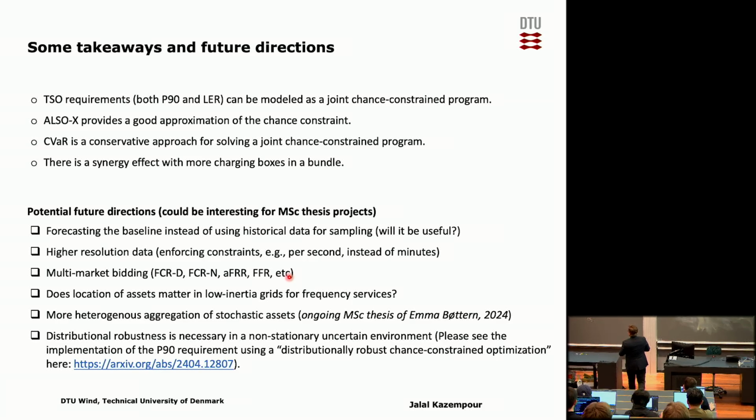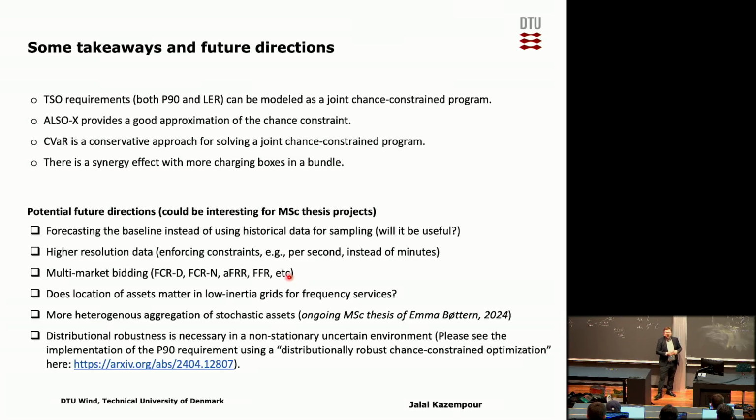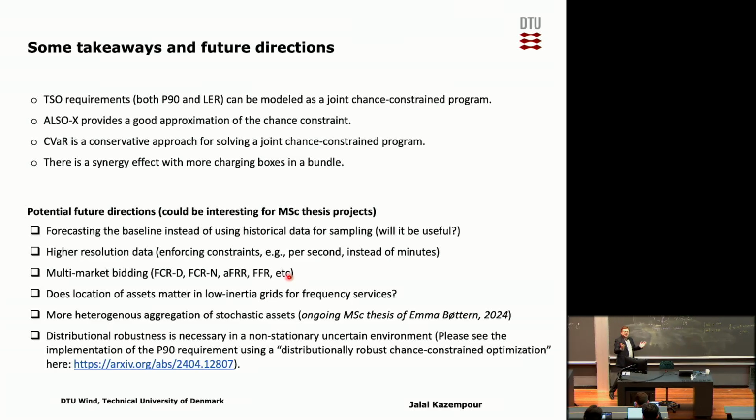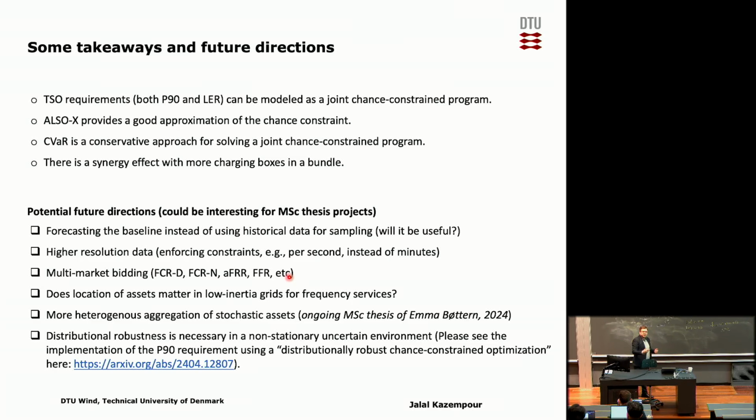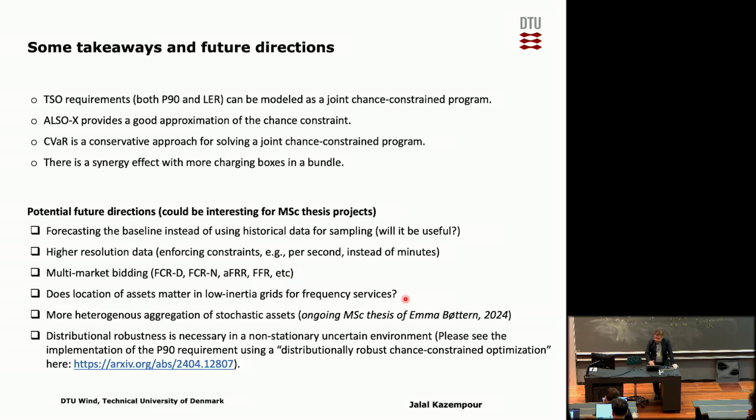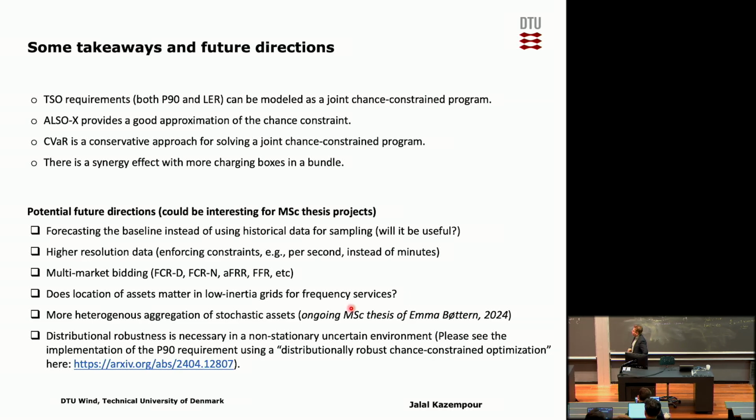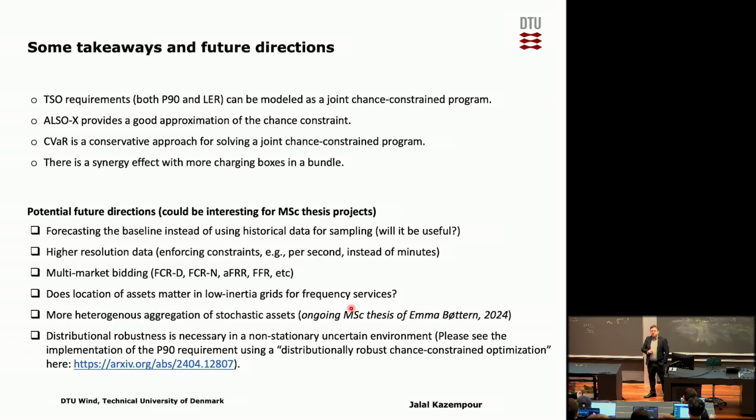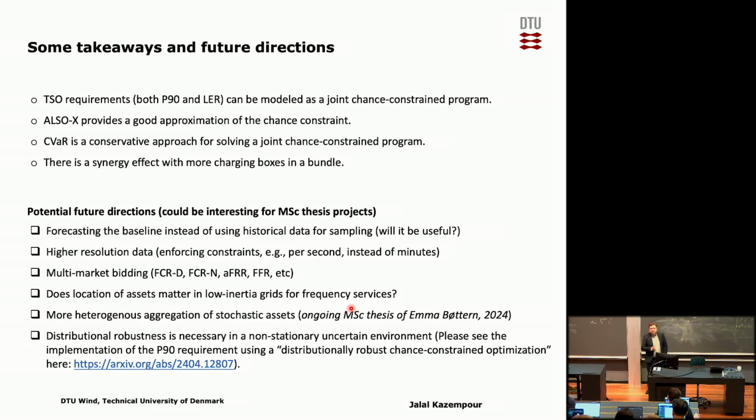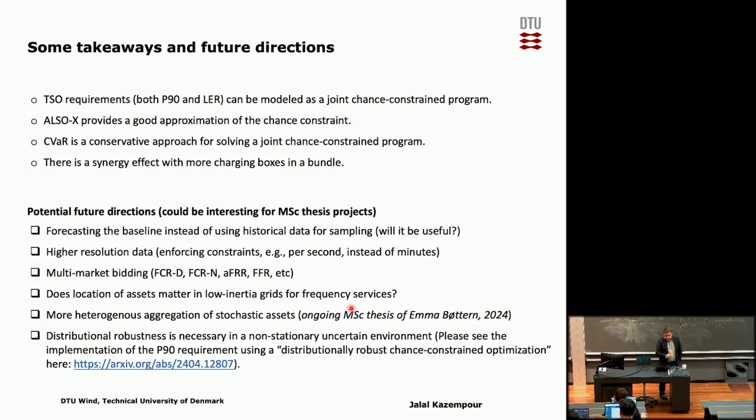Does the location of assets matter in low inertia grids? Here we assume that it doesn't matter where EVs are. As long as they are in DK2, for example, we can put them in a single portfolio, and that's fine. But there are some studies from our colleagues with more expertise in dynamics and stability. They say that in low inertia systems, it matters where resources are. Okay, then that's an extra constraint.